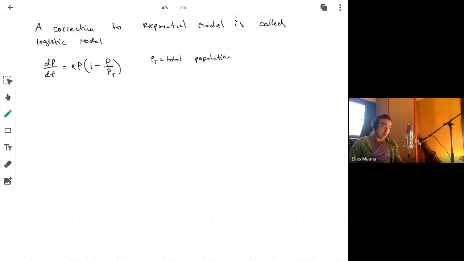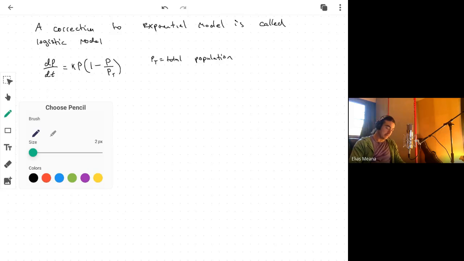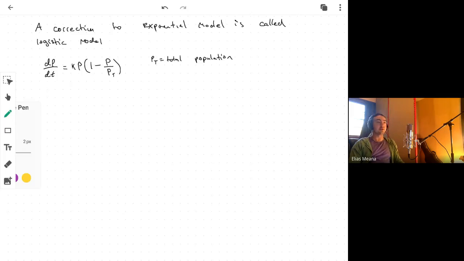Okay. So let's solve this real quick, because this is a separable differential equation. This is something that we can technically solve, right? The algebra is a little messy, but I'll go through it relatively quickly. This is separable in the sense that we can take all the P terms to one side and all the t terms to the other. So we would divide both sides by P times (1 minus P over PT), like this, dP/dt equals k, right? And then we'd integrate.